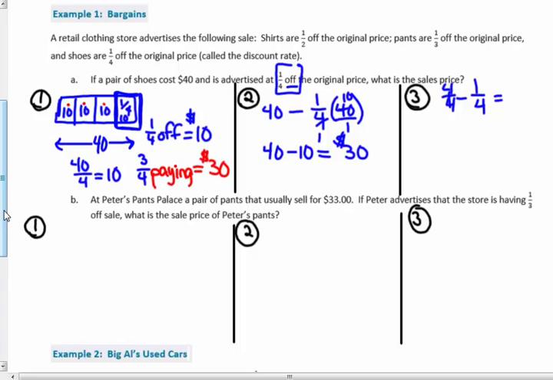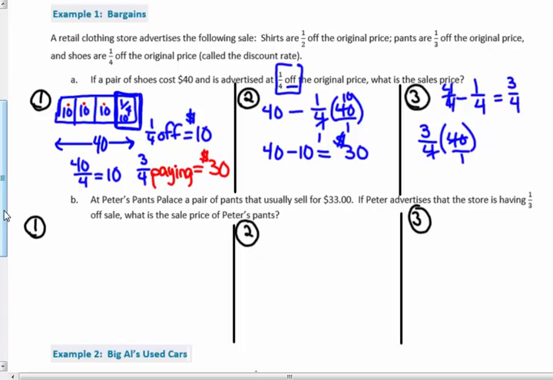4/4 minus 1/4 gives me 3/4. And then take 3/4, because that's what I'm going to pay. I'm going to pay 3/4 of the cost if it's 1/4 off. Take the 3/4 times the original $40. Okay, yes, I can put a 1 over that.